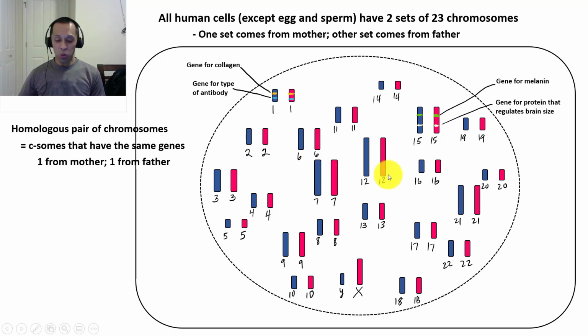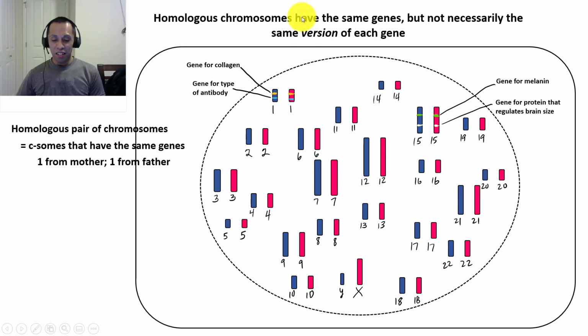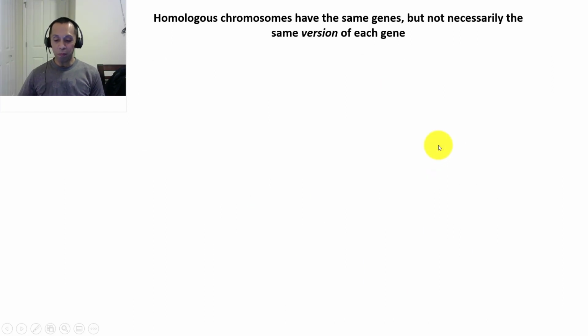One thing about homologous chromosomes, though, is this. So we already mentioned that by definition, homologous chromosomes have the same genes on them. But they don't necessarily have to have the same version of each gene. So to show you what I mean by this, let's key in on this pair of homologous chromosomes here. So let's key in on the two chromosome number 15s that someone can inherit. So we're going to take these two chromosome number 15s and make them bigger.